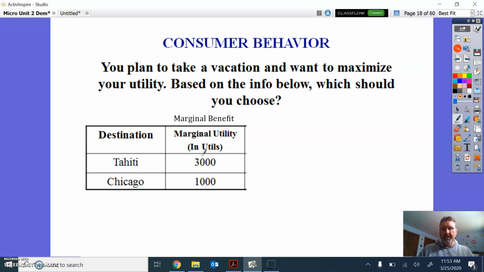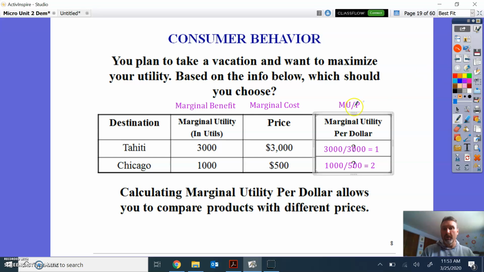So let's say you want to take a vacation and you want to maximize your utility. We talked about utility. Another word for utility is benefit. Based on the info below, which one of these should you choose? A trip to Tahiti or a trip to Chicago? Well, if just looking purely at benefit, we would pick the trip to Tahiti, right? Because it's more benefit than Chicago. The problem is that we're not taking into account cost, okay?